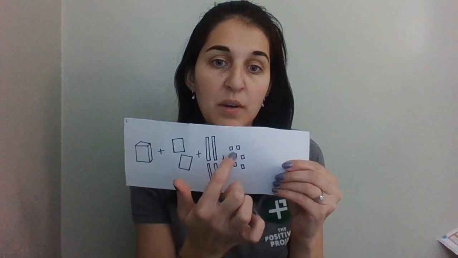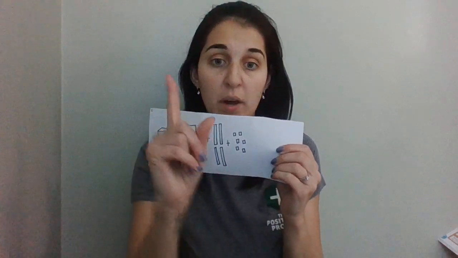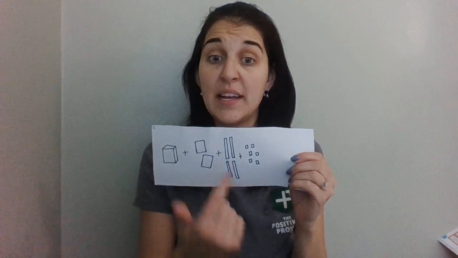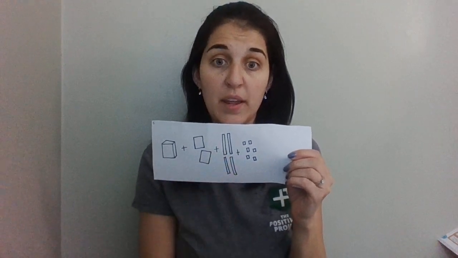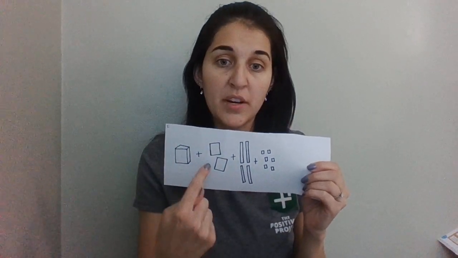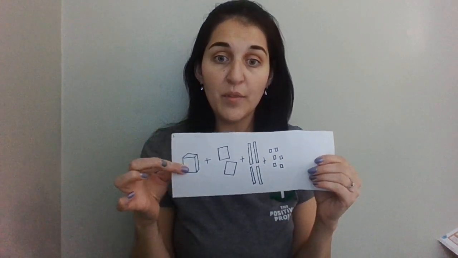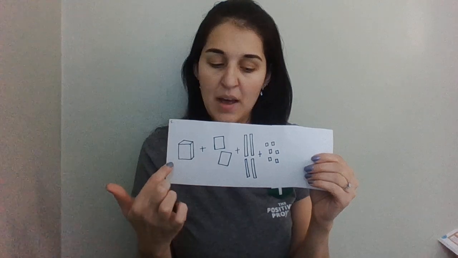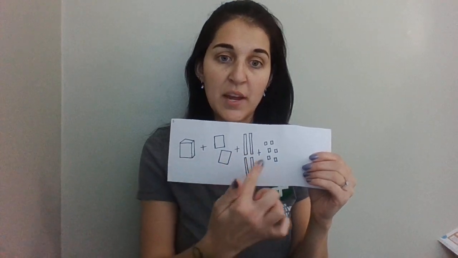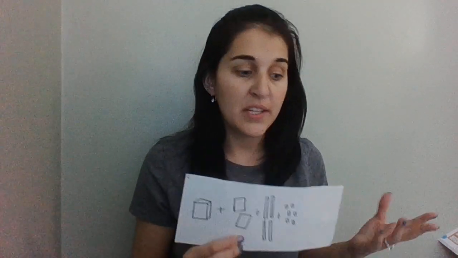6 ones, 1, 2, 3, 4, 5, 6. Each of those ones is worth 1. Each of these rods is worth 10. You would count them by 10: 10, 20, 30, 40. Each of these squares is worth 100: 100, 200. This cube is worth 1,000. 1,246.